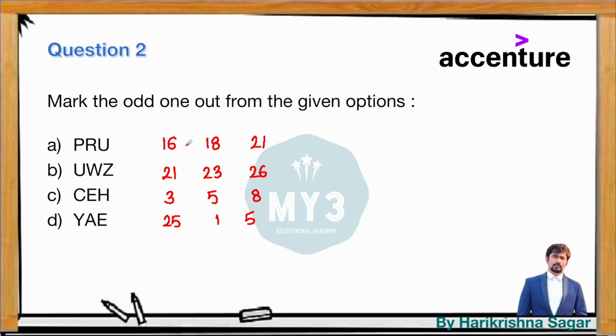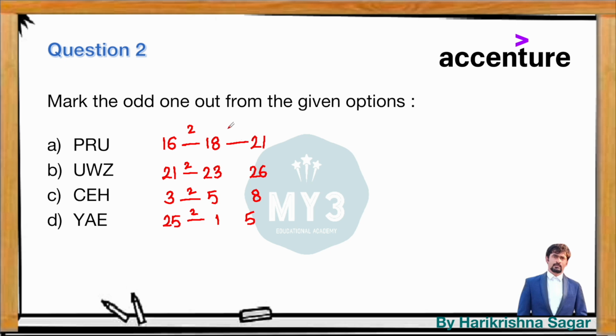If you observe 16 and 18, there is a difference of 2. 21, 23, a difference of 2, and 25, 1, so there is a difference of 2. The first pair has the same differences in all of them, so we are not able to mark what the odd one is here.